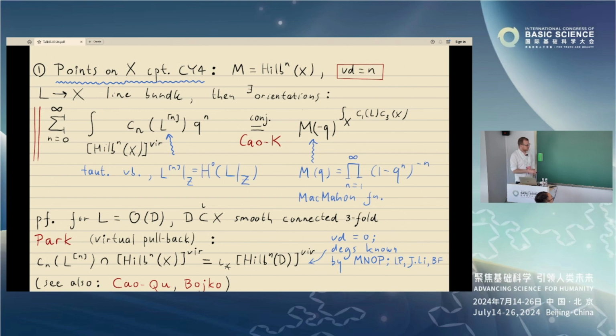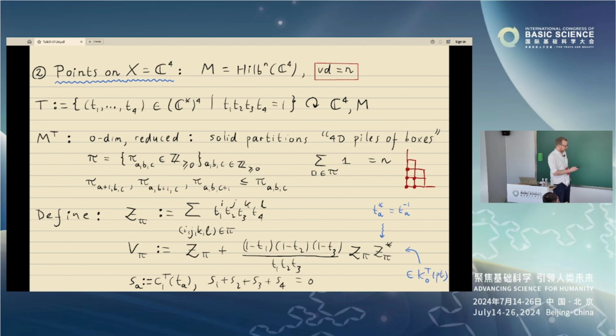And the degrees of these virtual classes, so these have virtual dimension 0, have been known for quite a while. So formulae for their degrees were conjectured by MNOP and later proved. There are several proofs, one by Levine-Pandharipande, one by Jun Li, and Bernd Siebert have a proof in the Calabi-Yau case, when D itself is also Calabi-Yau. And I should also say this conjecture was also studied by Cao and Kool, and in the setting of wall crossing, trying to generalize or dropping this assumption here by Boyko. But now let us go to the non-compact case.